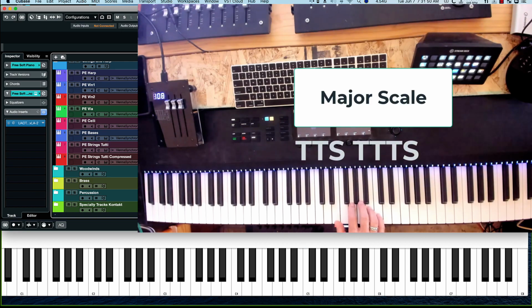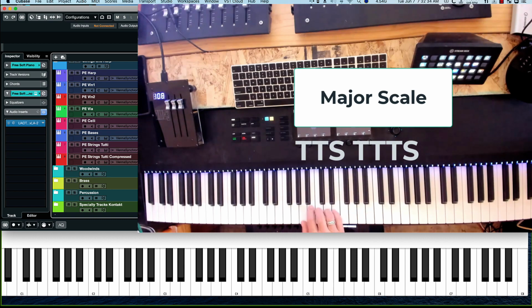Now, the sequence that we've just defined is a pattern of whole tones and semitones. So, for example, starting with C, if I go up a whole tone, another whole tone, a semitone, and then another whole tone, another whole tone, another whole tone, and then a semitone, I've defined a major scale. So it's basically tone, tone, semitone, tone, tone, tone, semitone.